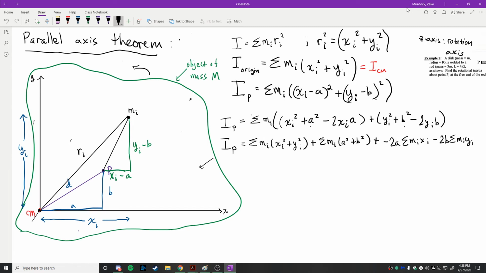All right, so we've got this big long mess, and what does it even mean? Well, a couple of these things can be simplified. First of all, the first term is the sum over mi xi squared, so this is the moment of inertia about the center of mass. Plus, a squared plus b squared is equal to d squared, right? Because this is a right triangle, and a and b are just the distances. So this is going to be the sum over mi, which is just the sum over all the mass elements, so that's the total mass. So the second term is basically m times d squared.